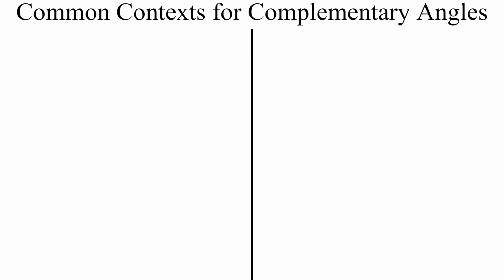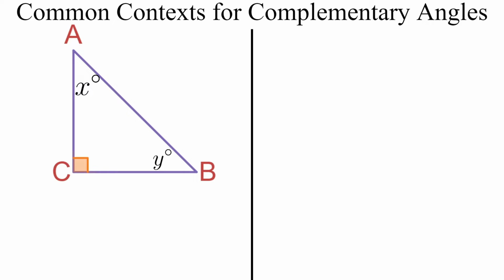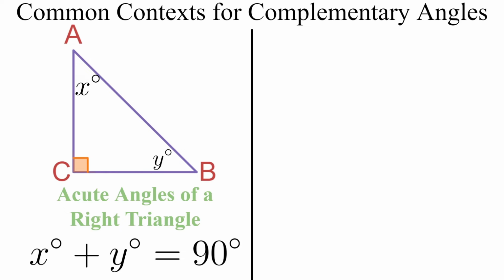Great. So here are the most common contexts you need to be on the lookout for when you do these types of problems. The one we just went over is pictured on the left here. When you see a picture just like this, x plus y add up to 90. And we call these the acute angles of a right triangle.